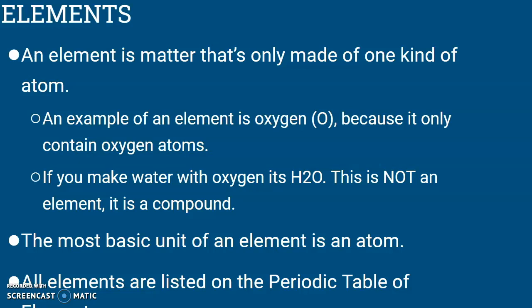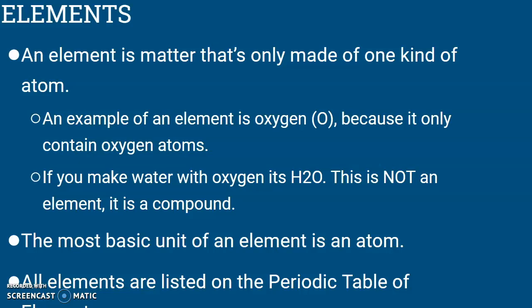So elements. An element is matter that's only made of one kind of atom. An example of an element is oxygen because it only contains oxygen atoms. So if I had pure oxygen, there would be nothing there but oxygen, and that's all that makes it. If you make water with oxygen, it's H2O. This is not an element, it's a compound.